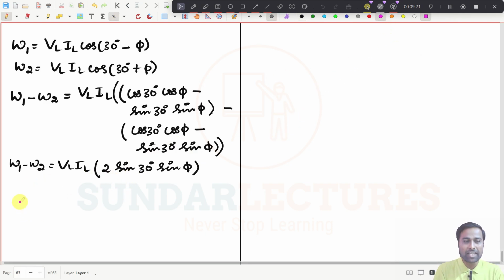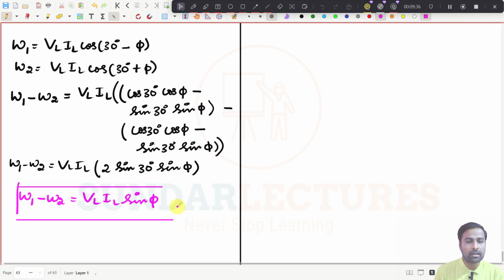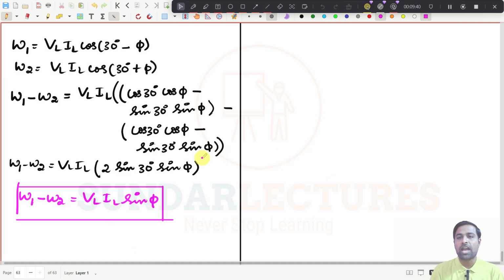So finally, I will get W1 minus W2 is equal to, this value becomes 1, so it is VL IL sin phi. Right? Try to understand. VL IL sin phi. This is the value. And if you want to find what is Q, it is root 3 VL IL sin phi, right? So I can write like that.